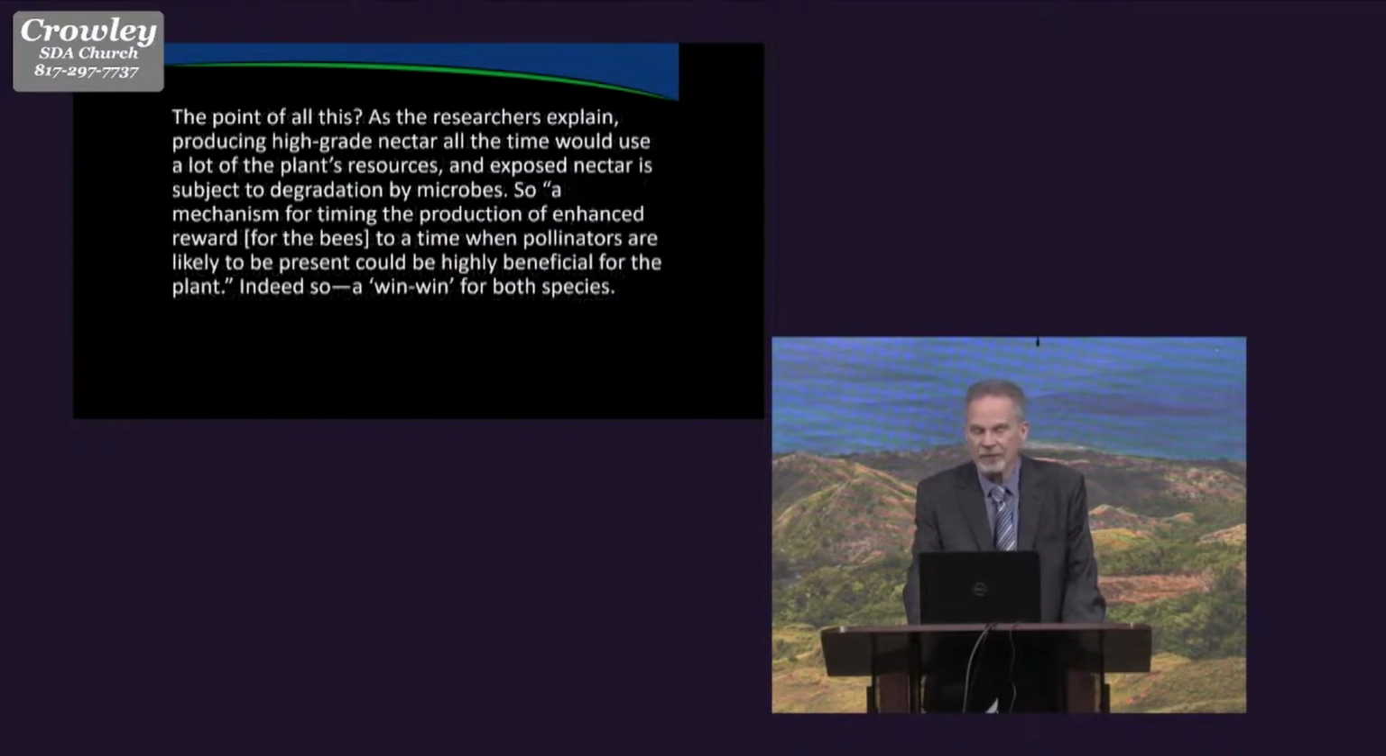The point of all this, as the researchers explained, is that producing high-grade nectar all the time would use a lot of the plant's resources, and, listen to this, exposed nectar is subject to degradation by microbes. So it would not be helpful for the plant to produce high-quality nectar all the time for a couple different reasons. So a mechanism for timing the production of enhanced reward for the bees to a time when pollinators are likely to be present could be and is highly beneficial for the plant. Indeed, a win-win for both species.